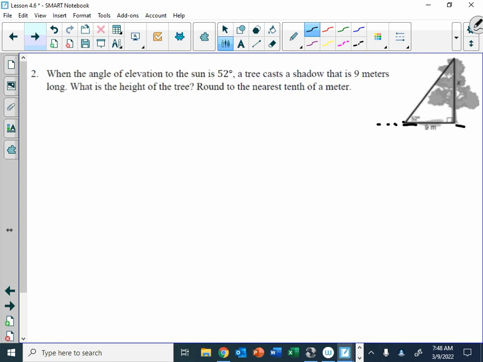Okay? It's not up and down. You're asked for the height of the tree, so that means you need the vertical, right? You want to know how tall the tree is. So that's what you would do in your picture. Take it step by step.